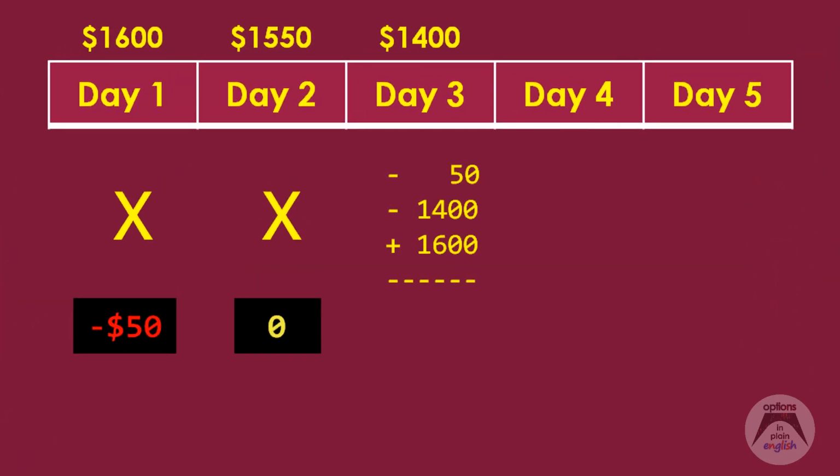So this is a cash flow analysis of this transaction. He paid $50 for the contract, then he paid $1,400 for the gold, and then he exercised his contract. So now he got $1,600 because that was one of the terms of the contract. So he's profiting by $150.